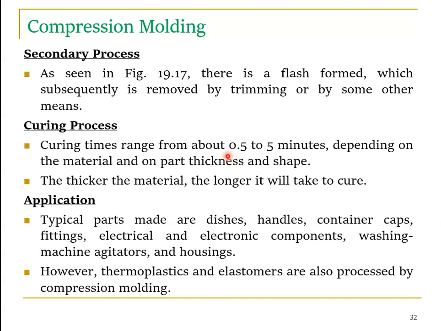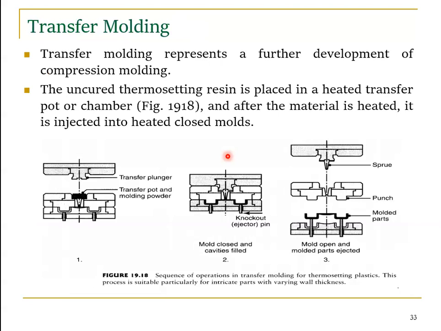Curing generally takes about 0.5 to 5 minutes, so only a very short curing time, depending on the material and part thickness and shape. If the thickness of the final product is high, then the curing takes more time. Applications are discs, handles, container caps, fittings, electrical and electronic components, washing machine agitators and housings. These are some products we make by compression molding. However, thermoplastics and elastomers are also produced by compression molding.